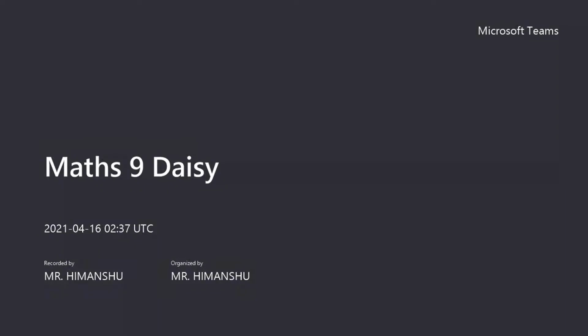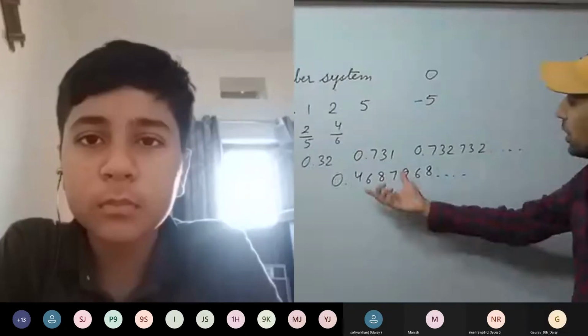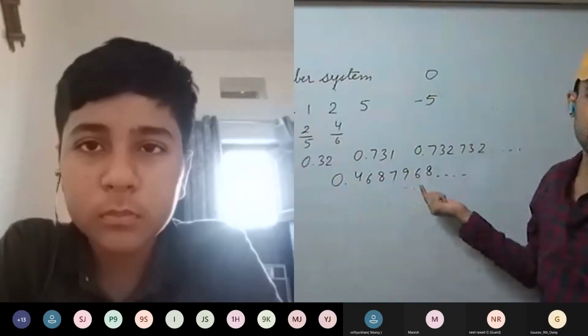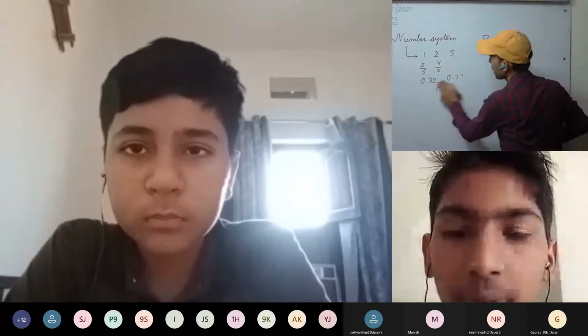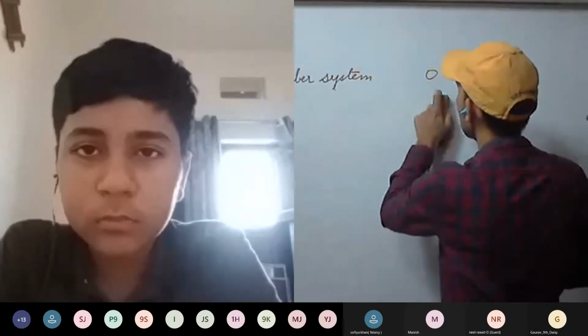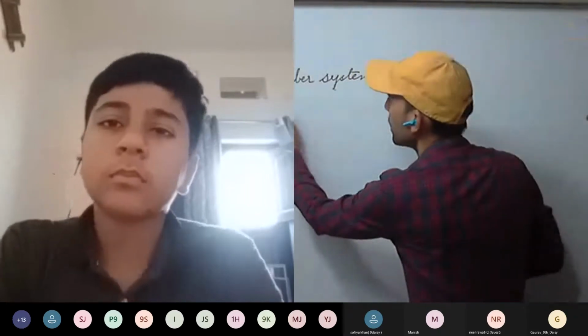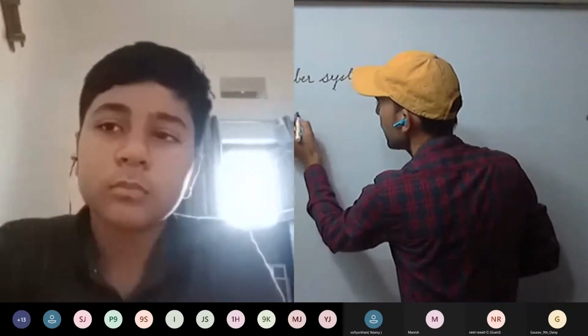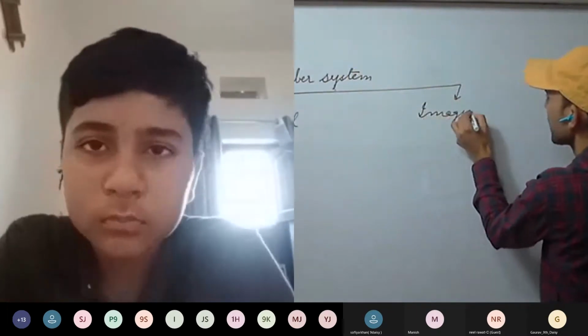Numbers will be divided into different groups based on some properties. Each group will follow. So based on some properties, we'll be dividing them into groups. For example, first these numbers are divided into two groups. Numbers can be real numbers or they can be imaginary numbers.